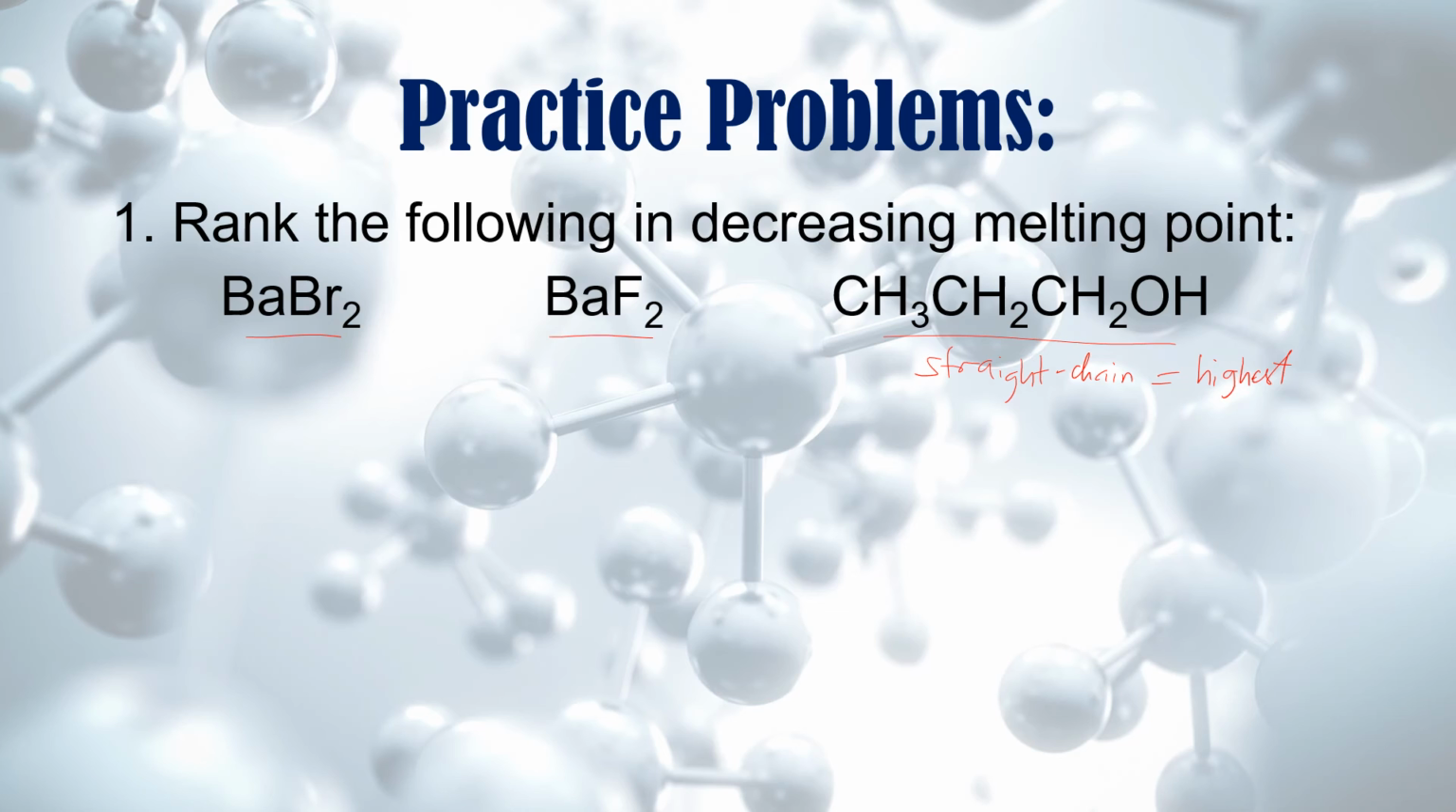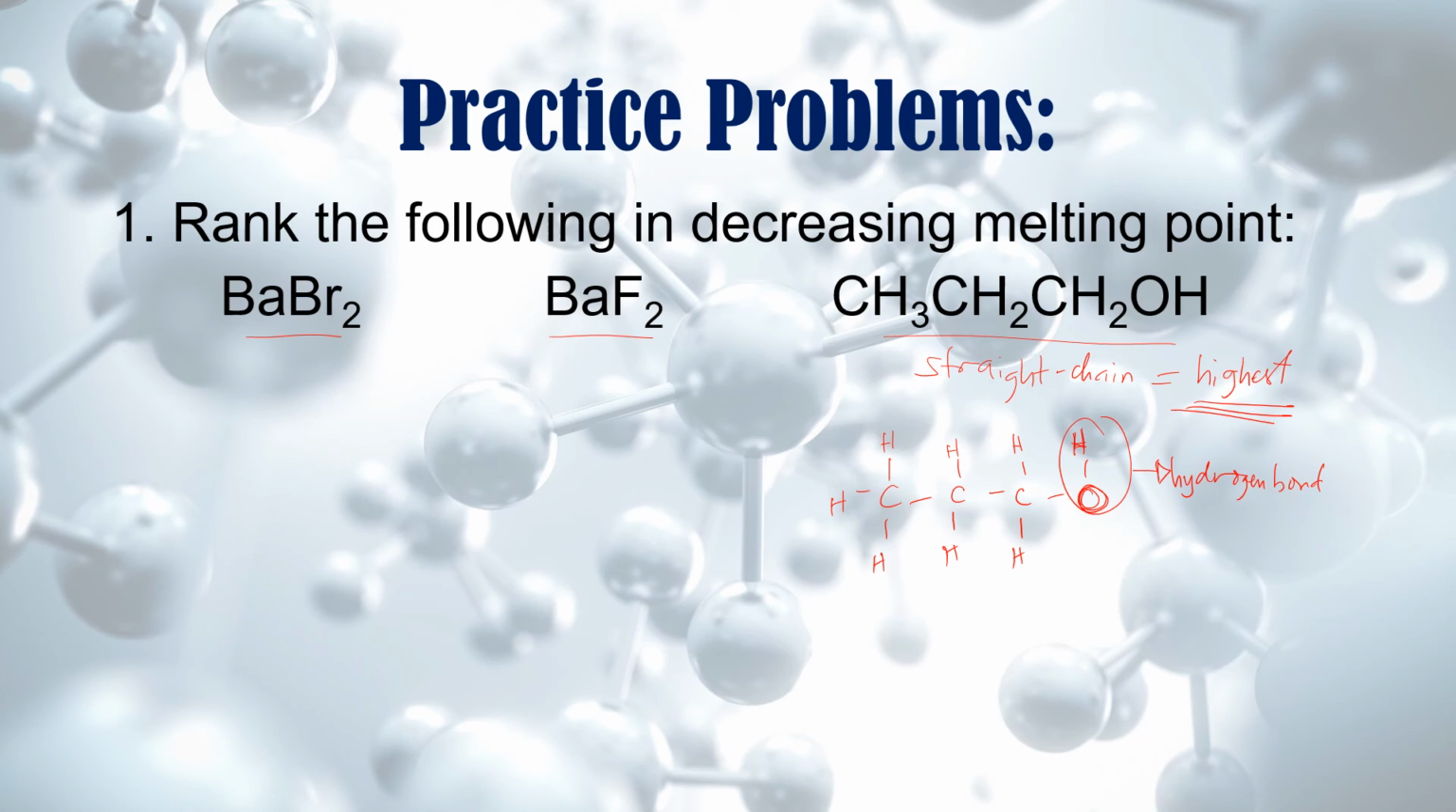If you still want to draw the Lewis structure to determine what type of IMF it is, then that would be better. So we have CH3, CH2, another CH2, and then OH. As you can see, hydrogen is bonded with oxygen. So this one is a hydrogen bond, the second strongest IMF. So it's true that this molecule has the highest melting point.